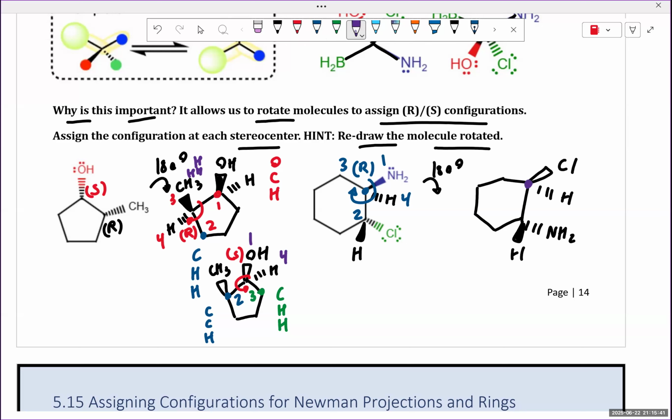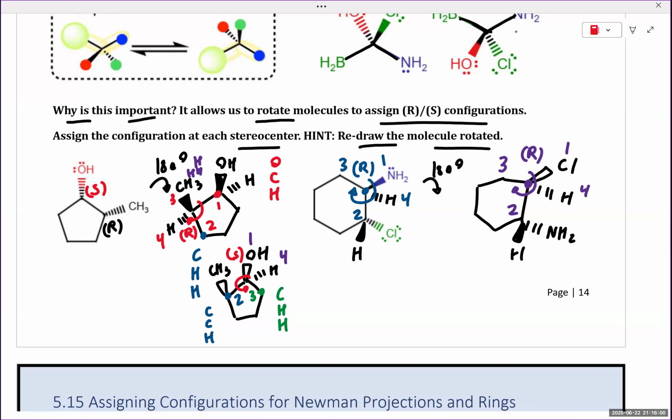Looking at the second stereocenter, chlorine's priority 1, the carbon attached to nitrogen's priority 2, the carbon attached to carbon's priority 3, and the carbon attached to hydrogen's priority 4. Tracing from highest to lowest priority gives us a clockwise rotation, which would be an R stereocenter.